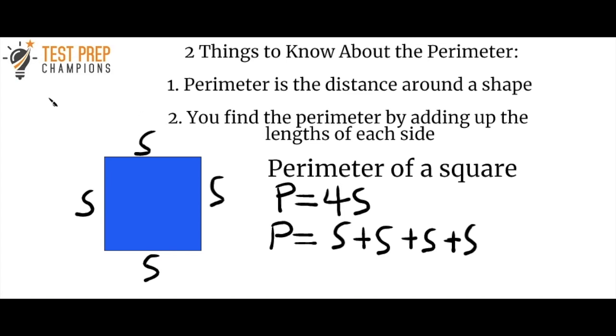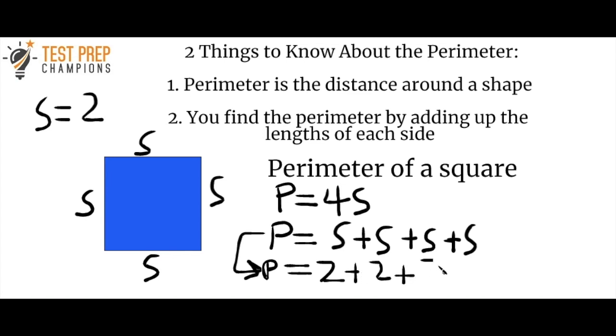So let's say that S equals 2. Let's say that we knew that one side of the square was equal to 2, and we wanted to calculate the perimeter. There are really two ways to do it. We could take this formula, P equals S plus S plus S plus S, and everywhere we see an S, we substitute a 2. So we would do 2 plus 2 plus 2 plus 2. 2 plus 2 is 4, plus another 2 is 6, plus another 2 is 8. So this formula tells us that the perimeter is equal to 8.